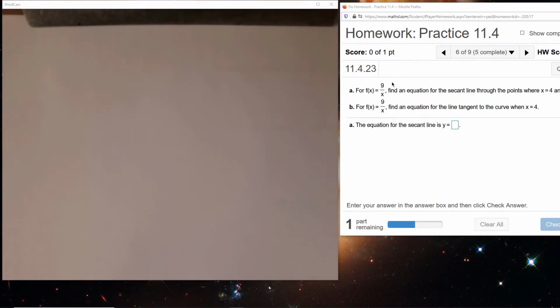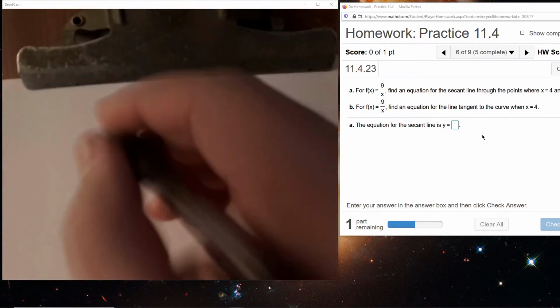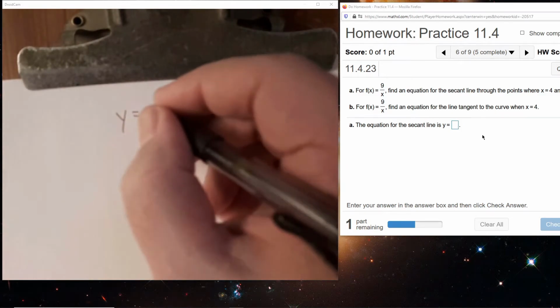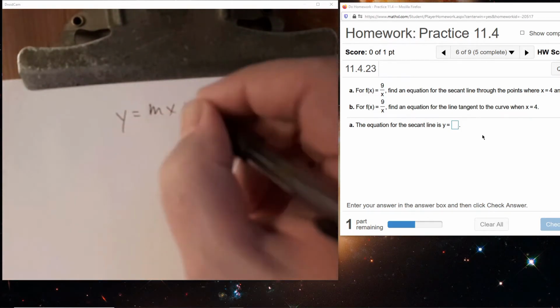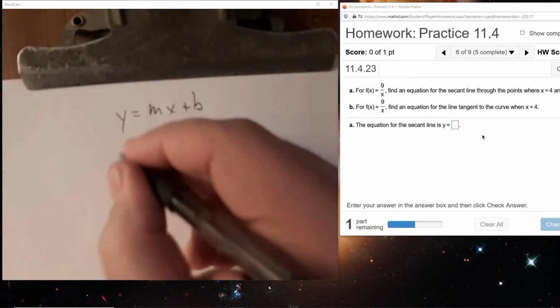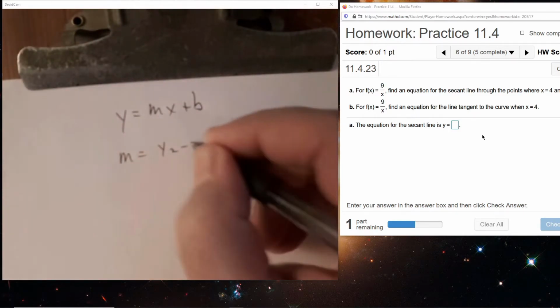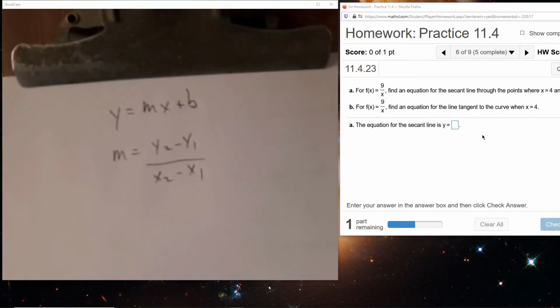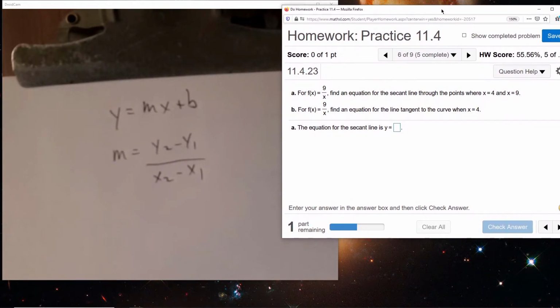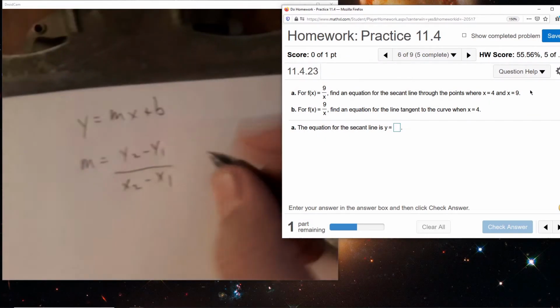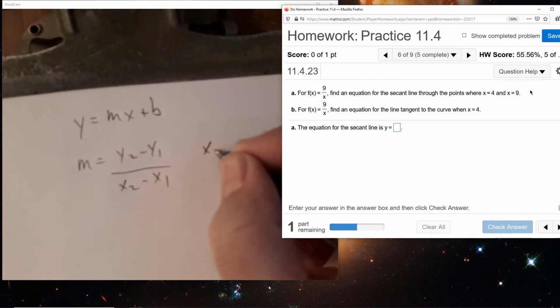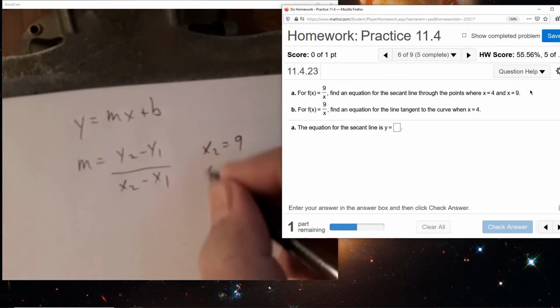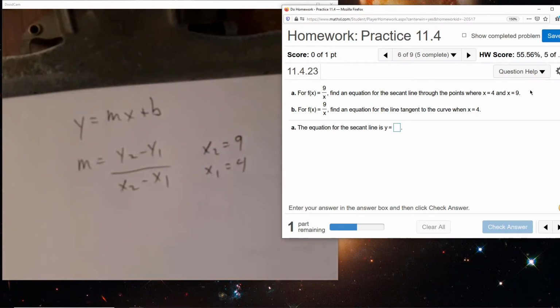All right, so number 6 here, they want us to find the equation of the tangent line again. So the secant line. The secant line is a linear function, and the slope of the secant is your standard slope formula. So let's look at the information given. For the secant line, we have the points 4 and 9. So x2 is 9 and x1 is 4.